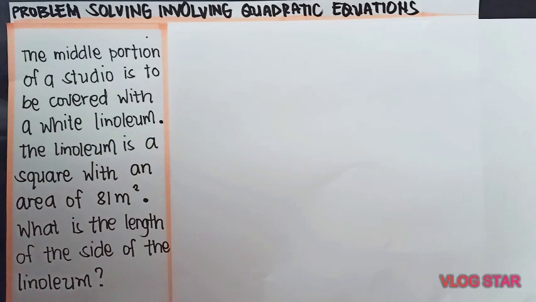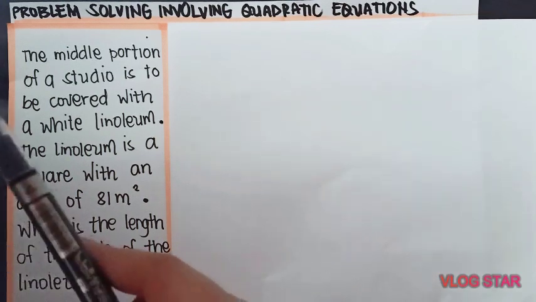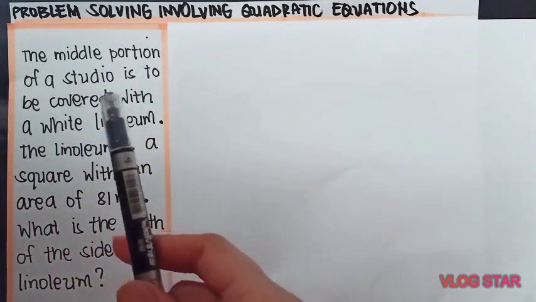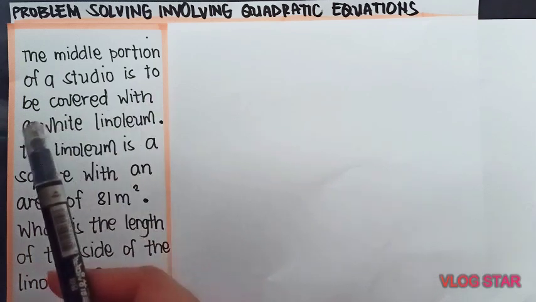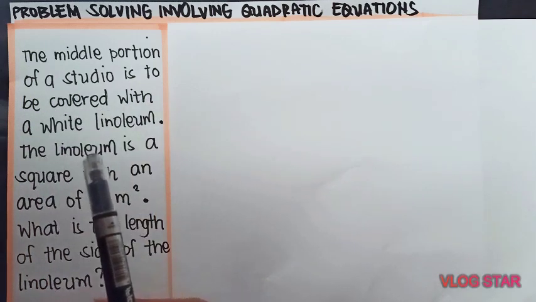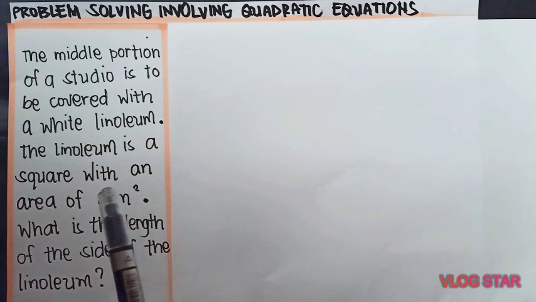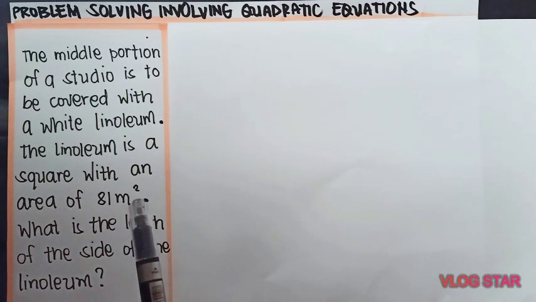Hello, today we will deal with different problems involving quadratic equations, and we have here an example that we can solve using any methods in solving quadratic equations. So in the problem, it says that the middle portion of a studio is to be covered with a white linoleum. The linoleum is a square with an area of 81 meters squared. So what is the length of the side of the linoleum?